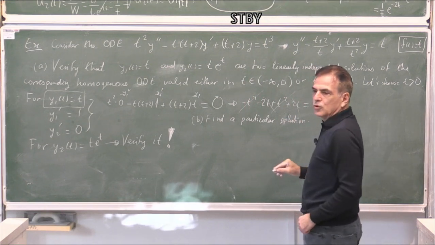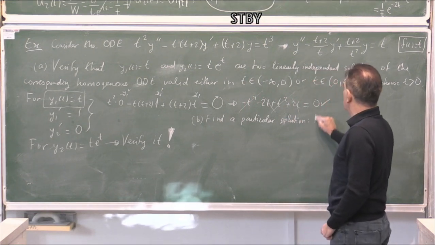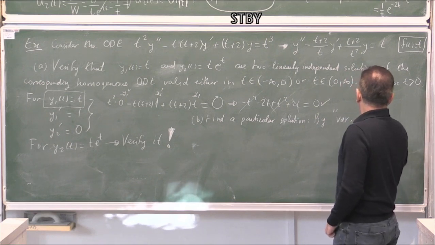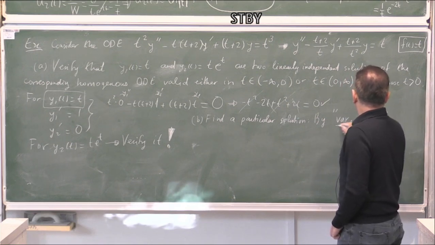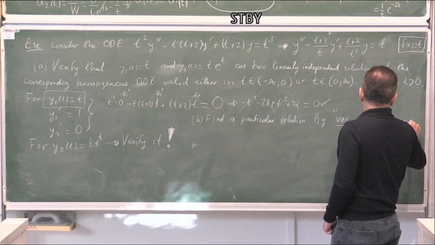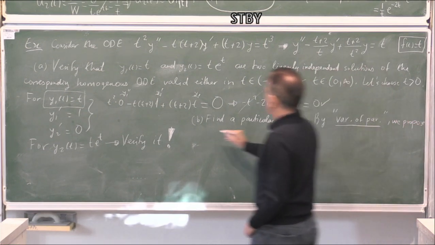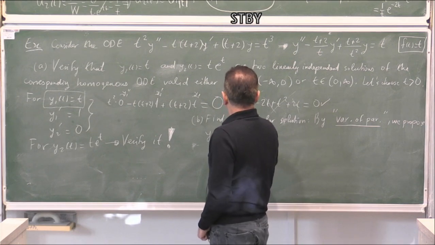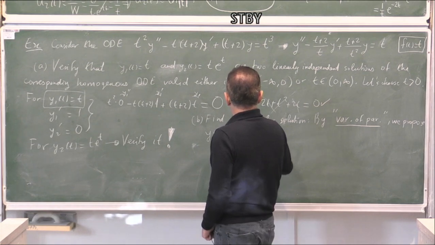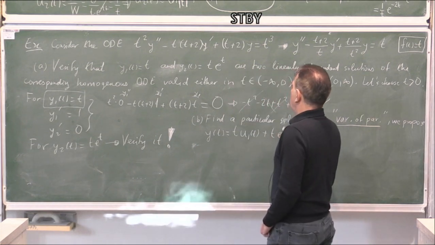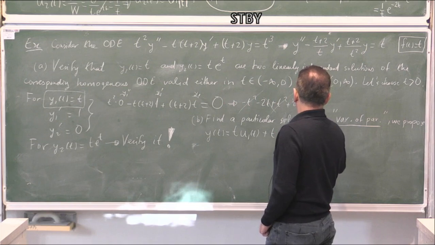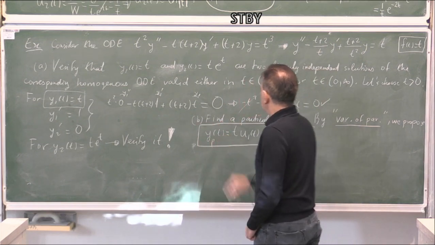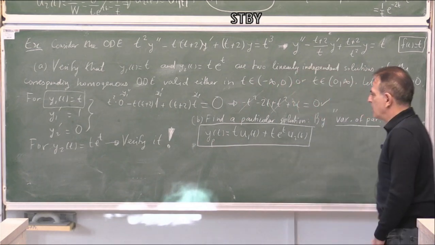So we have to use the method of variation of parameters. We propose this solution: t u1 of t plus t e to power t u2 of t. Good. Let's write it as a particular solution.